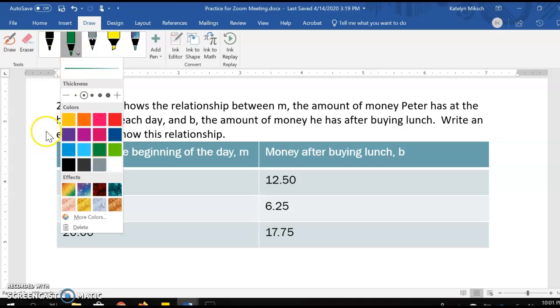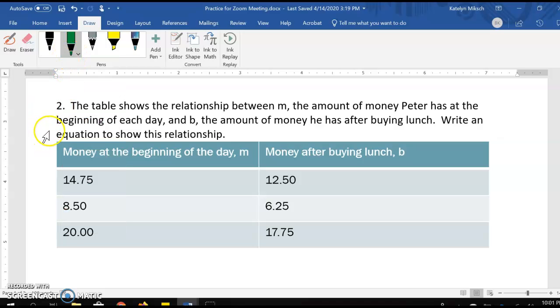Remember, with our tables, X is always on the left. So this would be our X value. They're calling it M, but it's the same thing. And this would be our Y value. So this is our input. This is what we start with. This is what we end up with, our output.